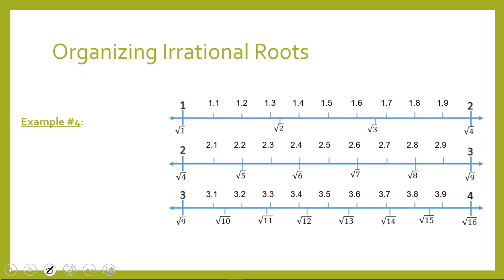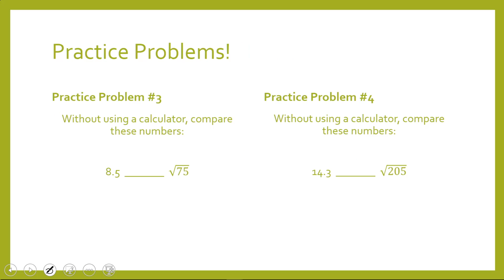Okay, let's look at one more example. So now we've got the square root of 5, and how can we compare that to 2.4? So again, I find the square root of 5, and here's 2.4. Now when I look at this, I can see that the square root of 5 is less than 2.4. So I just use the less than sign. That's pretty simple.